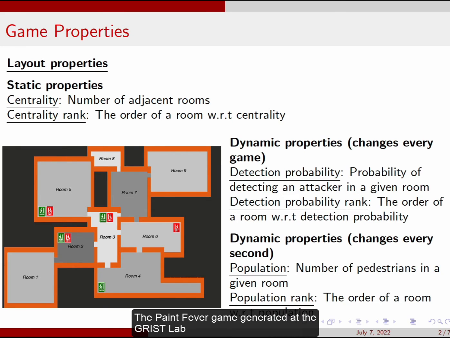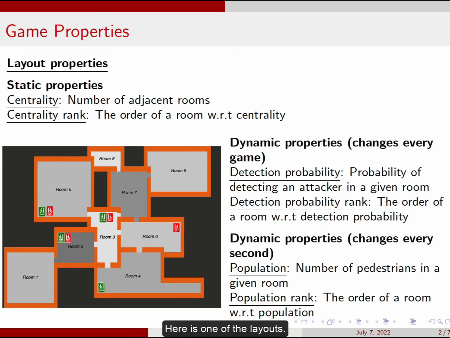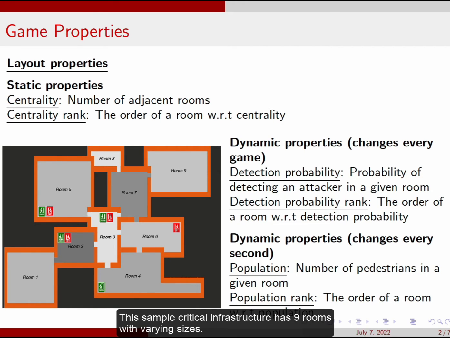The Paint Fever game generated at the GRIS lab is designed to mimic critical infrastructures of various layouts. These layouts consist of several rooms and halls with different adjacencies and civilian populations. Here is one of the layouts. This sample critical infrastructure has 9 rooms with varying sizes. Some rooms have entry and exit points to provide in and out flow of pedestrians.